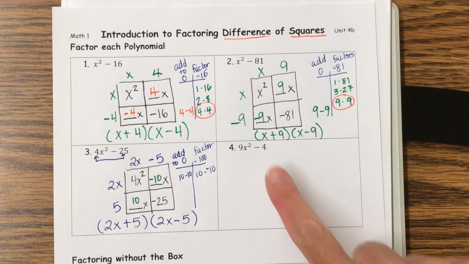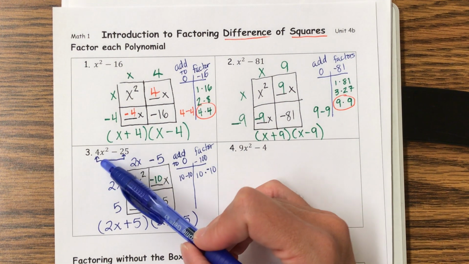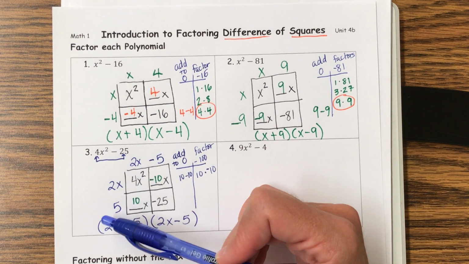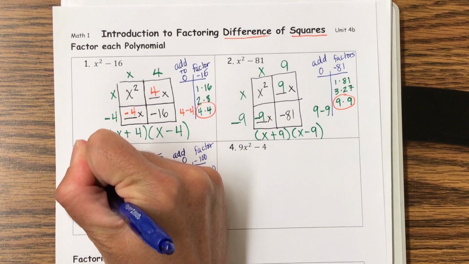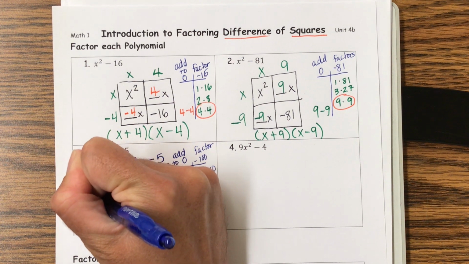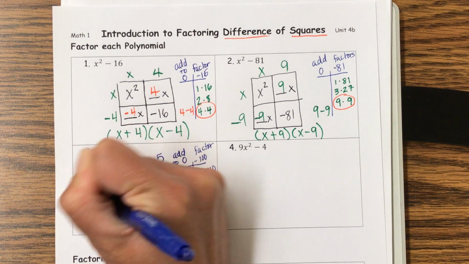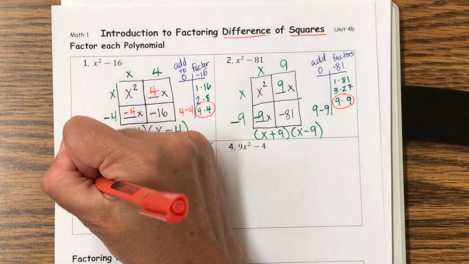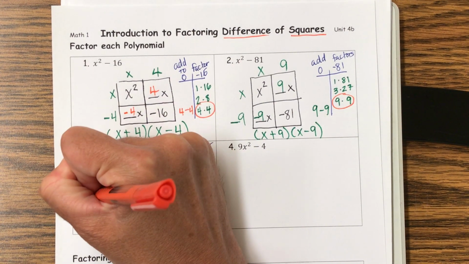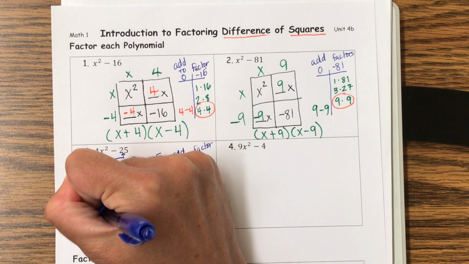So I bet you can figure out the factors for this one without even having to use a box. If you notice, what is the square root of 4x squared? 2x. Because 2 times 2 times x is going to get me a 4x squared. And so the 2 comes out and the x comes out, leaving me with a 2x. What's the square root of 25? 5.